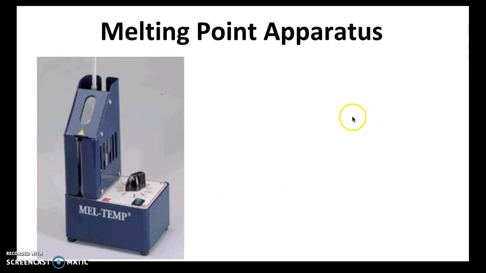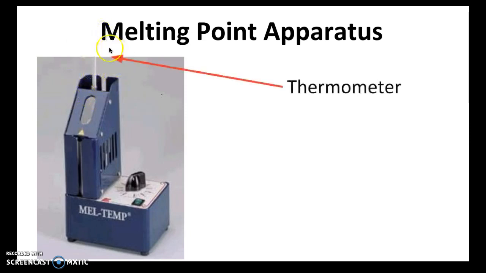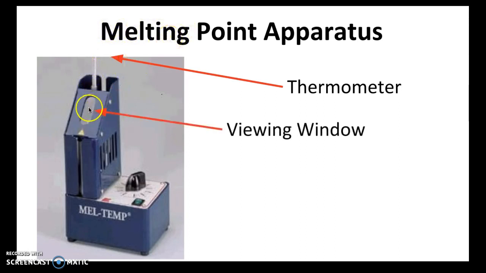So here's your melting point apparatus. It kind of got cut off at the top, but at the very top here, if you can see this thing that's sticking out, that is a thermometer, and you use that to read the temperature at which your substance melts. Here is a viewing window.